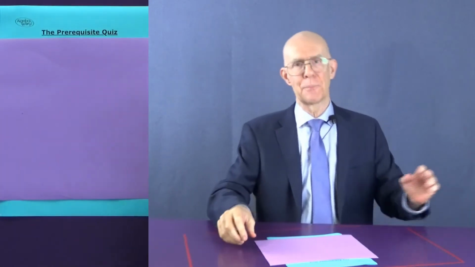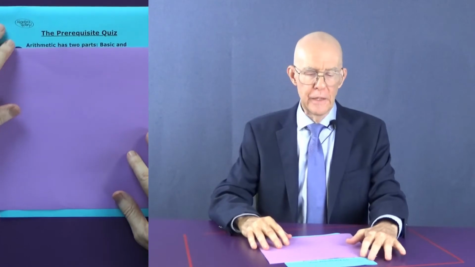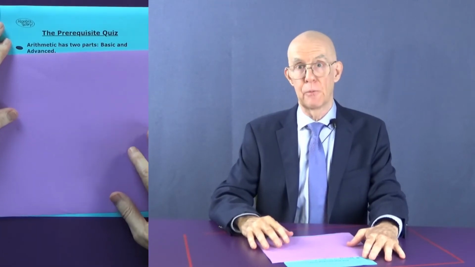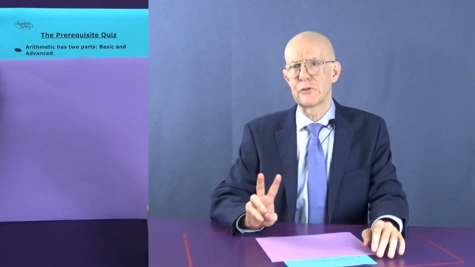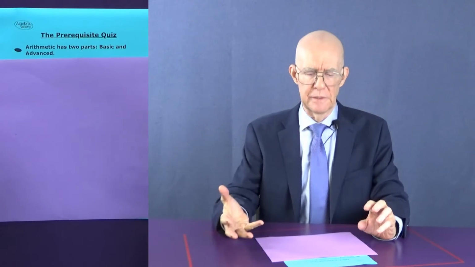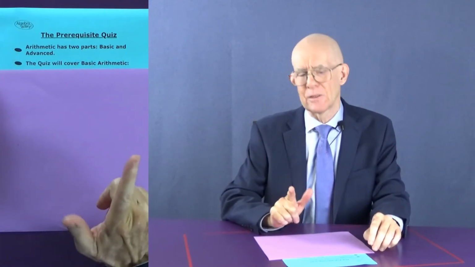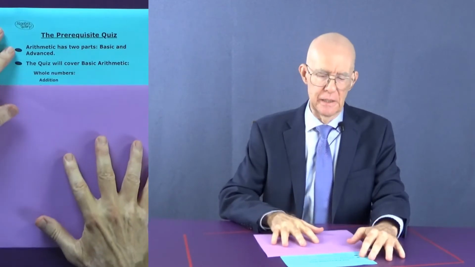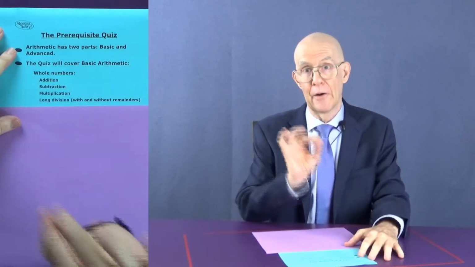So let's talk about the prerequisite quiz now. Before you enroll, you have to pass the prerequisite quiz, and it covers arithmetic, but arithmetic has two parts. Basic arithmetic and advanced arithmetic. And the quiz is only going to cover basic arithmetic. What's basic arithmetic? The whole numbers. You need to know what the whole numbers are and how to write them.